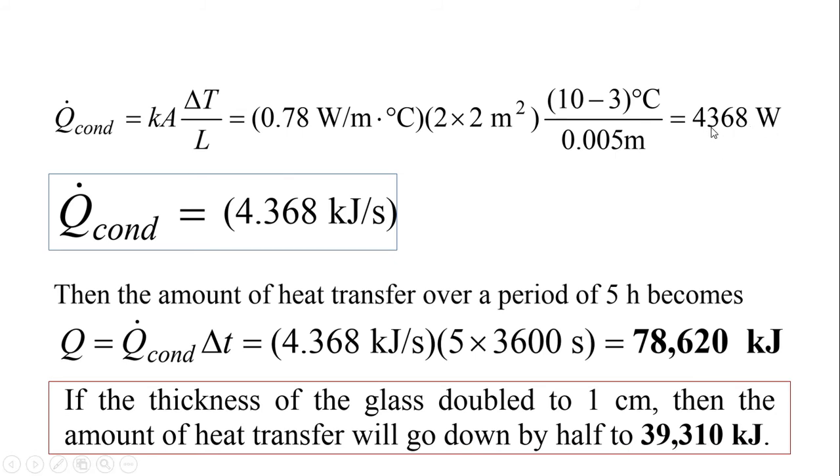If we divide this value by 1000, it becomes 4.368 kilowatt, and this can also be represented as kilojoules per second. This is the answer to the first question asked in the question statement: what is the rate of heat loss through the window? The answer is 4.368 kilojoule per second.